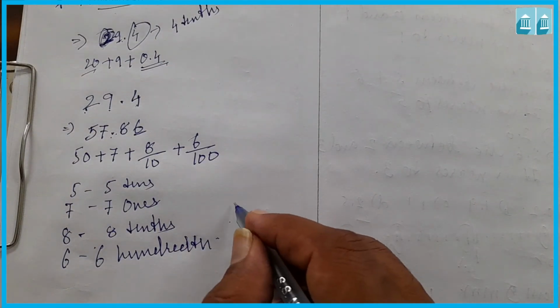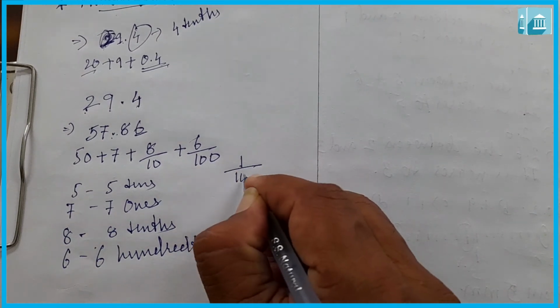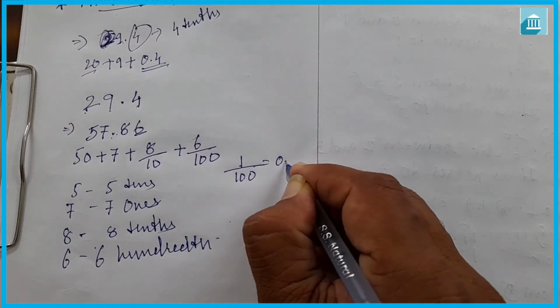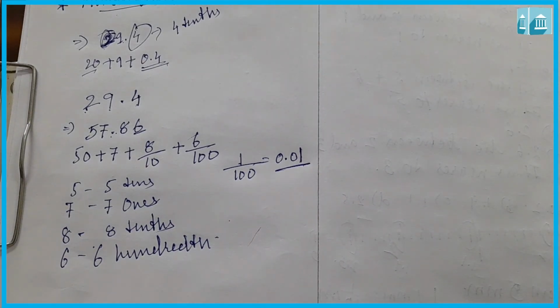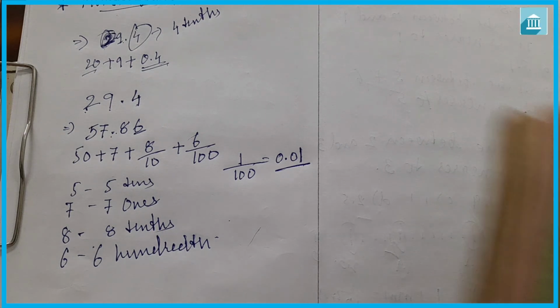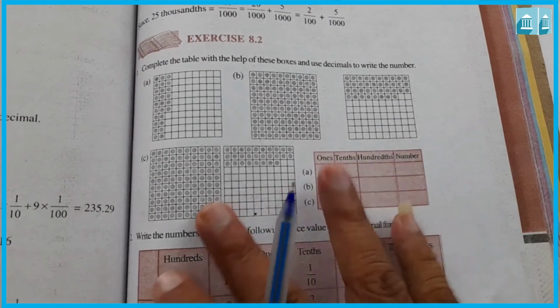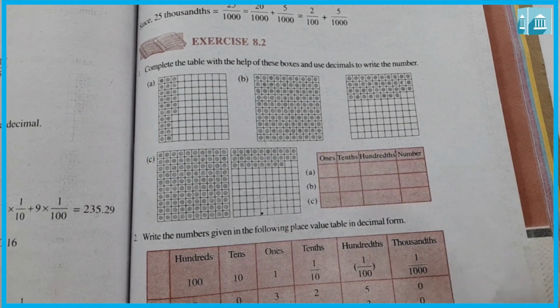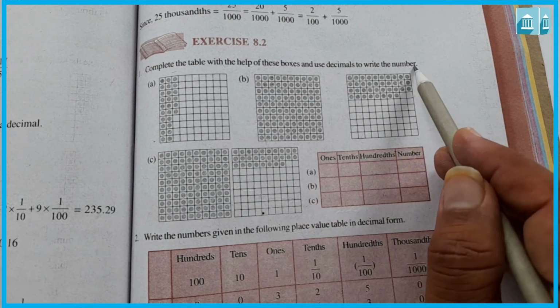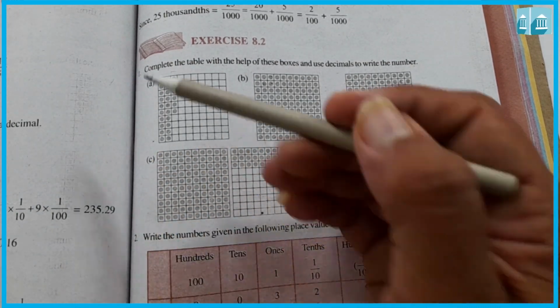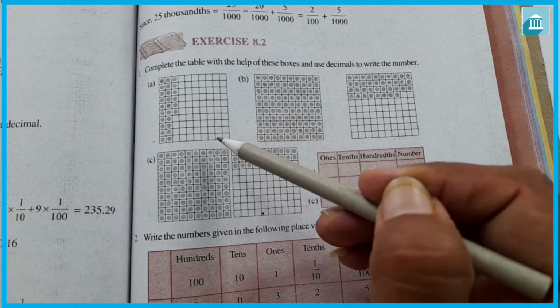The value of hundredth, we can say that 1 upon 100 is equal to 0.01. This is the value of hundredth, 0.01. So now let us see exercise 8.2 to understand this. Here in exercise 8.2, one figure is given. Complete the table with the help of boxes and use the decimal to write the number. Here one box is given. This is the hundredth part.